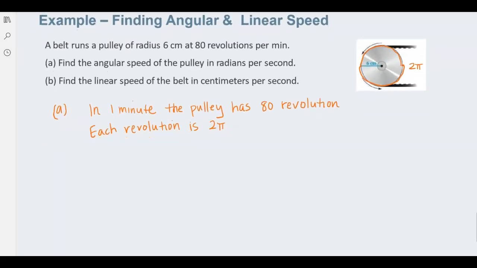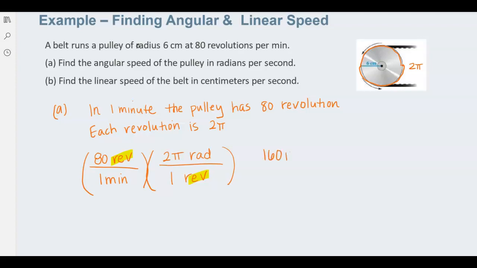So let's do this. We're going to do 80 revolutions for every 1 minute. And then I'm doing a unit conversion here. That's going to be 2 pi radians for every 1 revolution. Right, so revolution and revolution will cancel. And so then if I multiply across here, I'm able to see that I'm getting 160 pi radians per 1 minute.